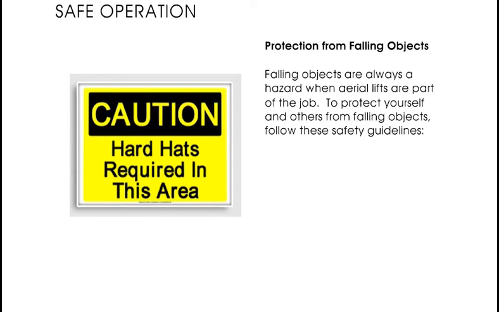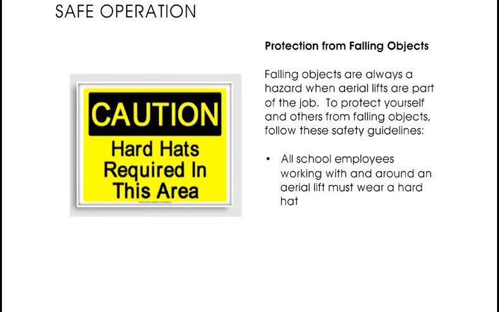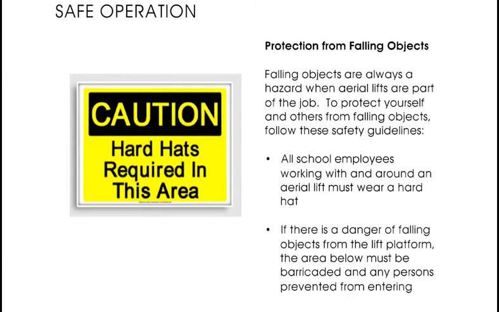Falling objects are always a hazard when aerial lifts are part of the job. To protect yourself and others from falling objects, follow these safety guidelines. All school employees working with and around an aerial lift must wear a hard hat. If there is a danger of falling objects from the lift platform, the area below must be barricaded and any persons prevented from entering.